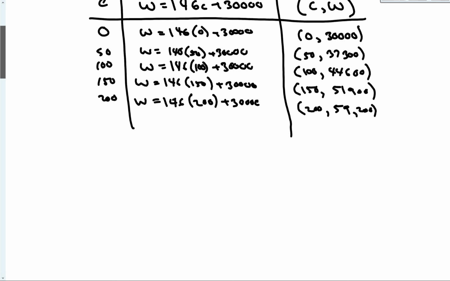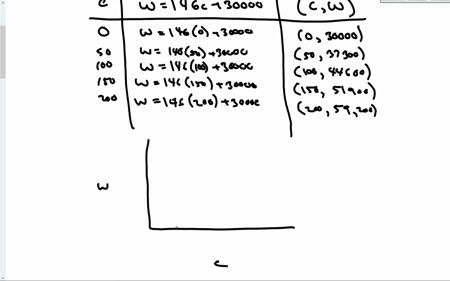And like I said before, it doesn't make any sense to use negative numbers. So let's make a nice graph with just the first quadrant. C is my independent variable. W is my dependent variable. So C is on the x-axis. C is the input. It goes on the bottom. Weight is my output.